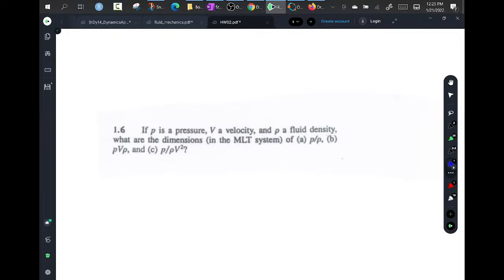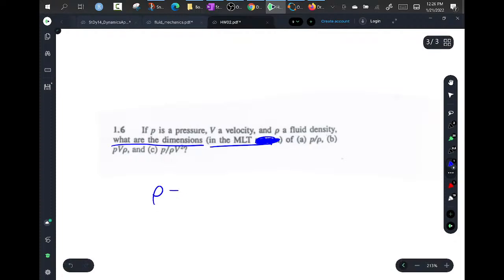So here, I'm going to leave this one up to you. It's the same thing. Now he's asking you, what are the dimensions in the MLT system? That should say MLT representation. Okay, I know I'm being ridiculous on that, but it's not an MLT system.